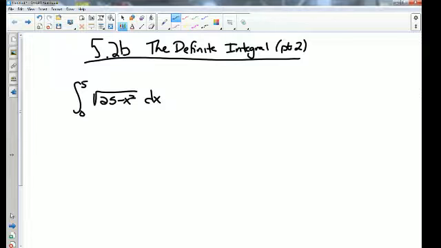Better recognize that shape right there, which can also be written as an equation like this. Do you remember what shape that is? Circle. Yeah, so we have a circle. The radius is what? 5, square root of 25. The center is 0, 0.